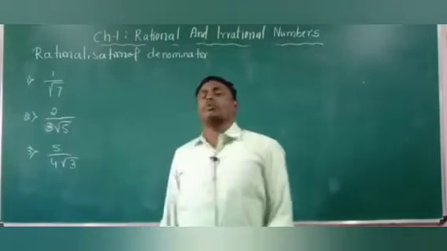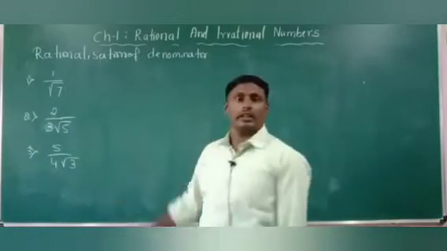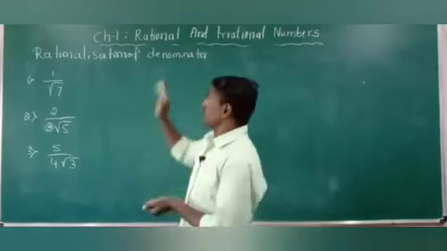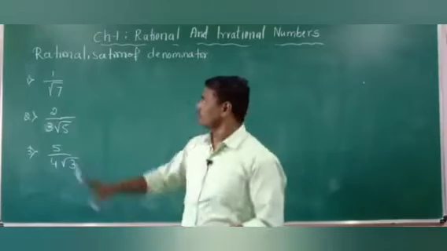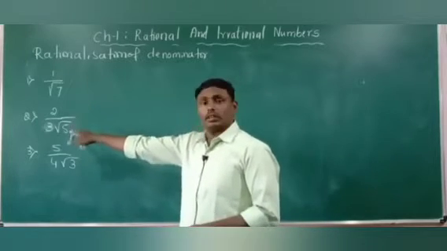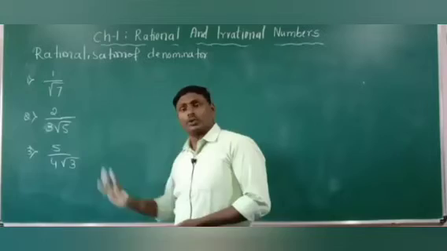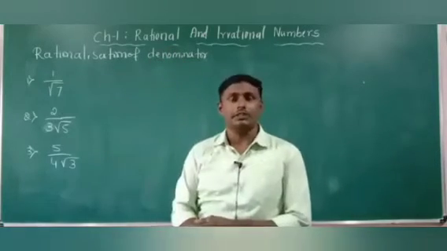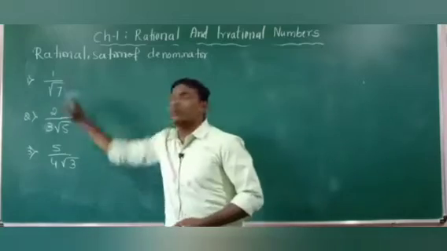Some simple problems are there. We need to rationalize their denominators. How can you find the rationalizing of the denominators? 1 by root 7, 2 by 3 into root 5, 5 by 4 into root 3. While you are rationalizing the denominator, just concentrate on the denominator part.